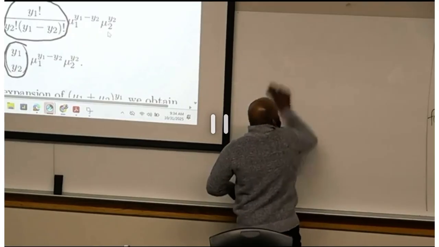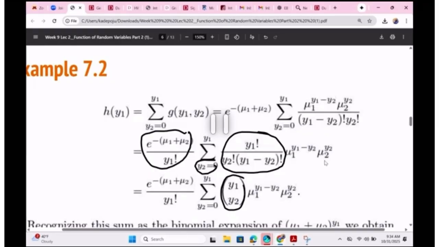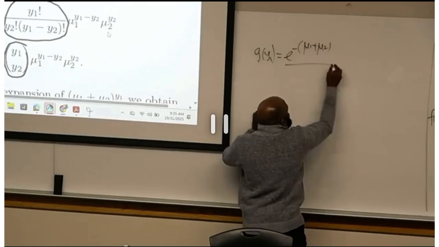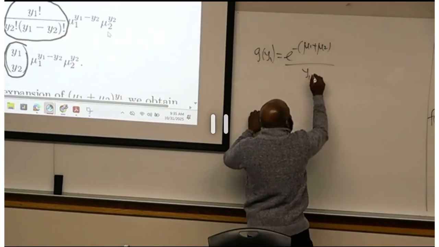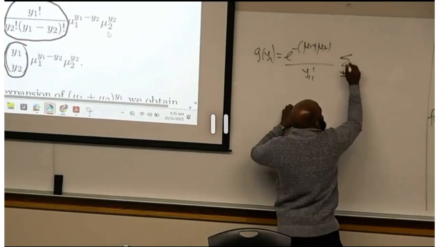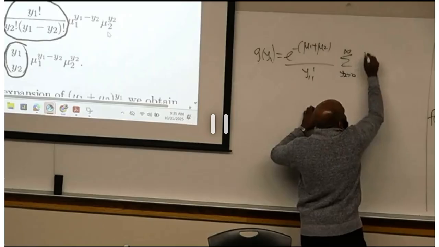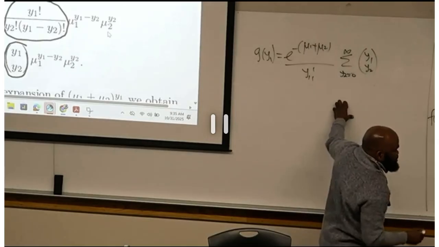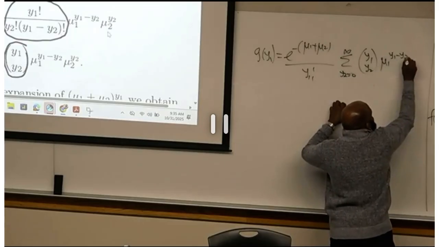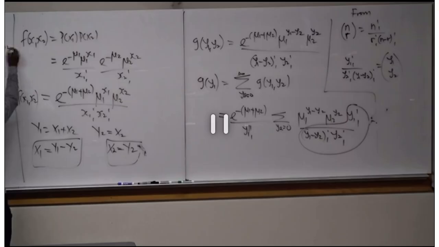So what I have right now: g of y1 equals e raised to power minus (mu1 plus mu2) divided by y1 factorial, summation of y2 starting from 0 to infinity, of y1 combination y2, then mu1 raised to power this minus that, and mu2 raised to power that.